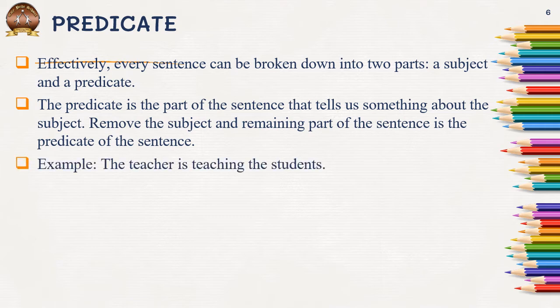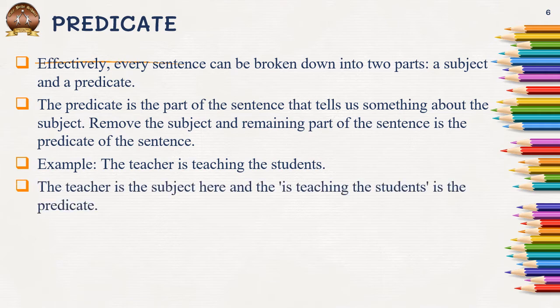Let's see some examples. The teacher is teaching the students. Now, who is the subject here? The teacher. And what becomes the predicate? Is teaching the students. As simple as that. The teacher is the subject here and "is teaching the students" is the predicate.